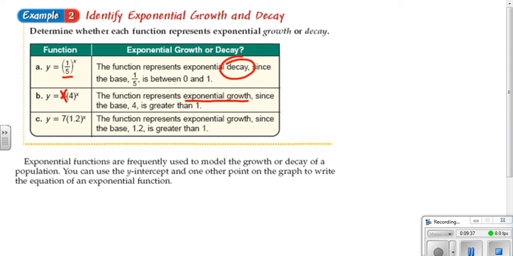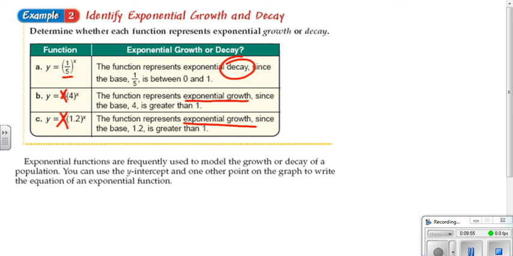And the last one, if y equals 7 times 1.2 to the x. Again, we don't care about the initial value. We just want to know how much it's growing by, and it's getting bigger by 1.2, which is greater than 1. So it is actually growing over time. That is an exponential growth then.